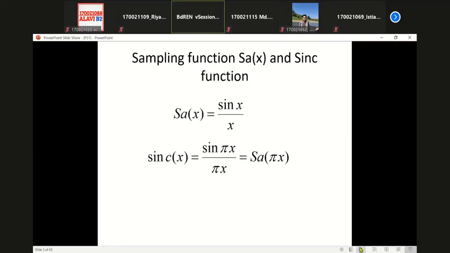So the functional description is there, how a sampling function is defined. This is left to you to be understood. Another version of the sampling function is called the sinc function. This is defined in this way, just by changing the variable x to pi x. This function is needed in many of our communication systems.